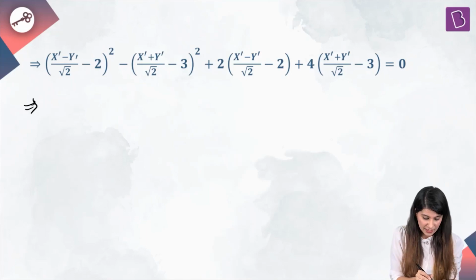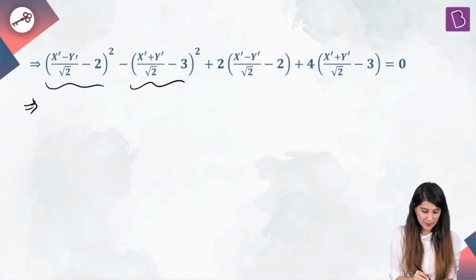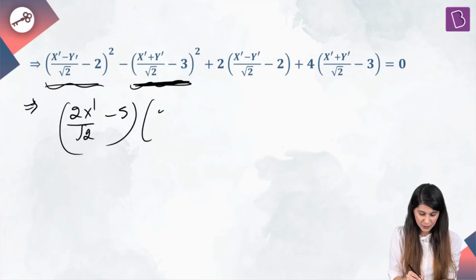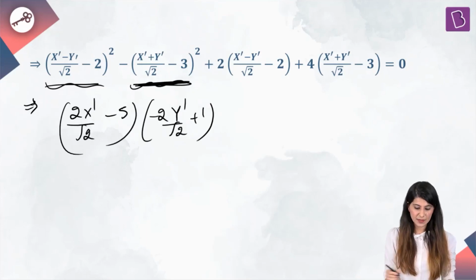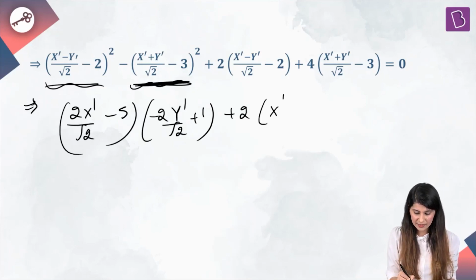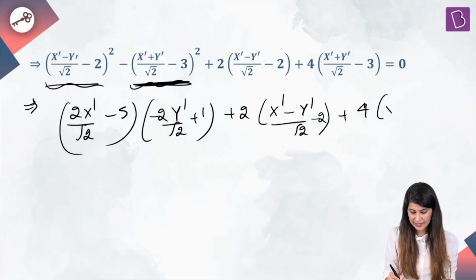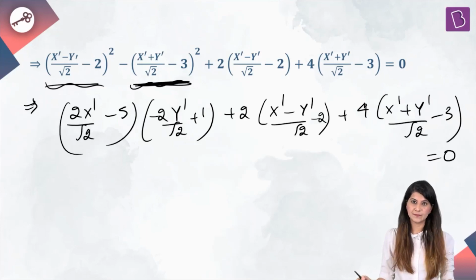Okay, let's do that. A square minus b square, let's quickly apply. So here I'll be getting what? A plus b. So summation of these two, 2x dash by root 2 minus 5 minus 2y dash by root 2 plus 1, a minus b, a plus b. Rest terms remain as it is for now. Yes, copying all the terms, cool.